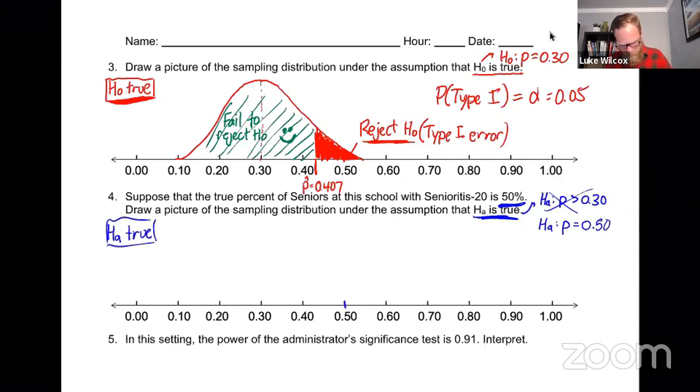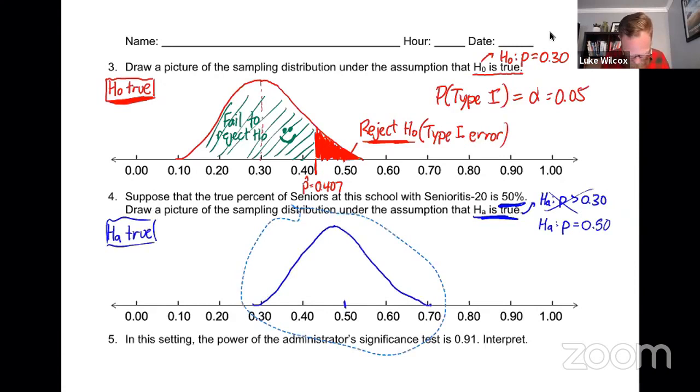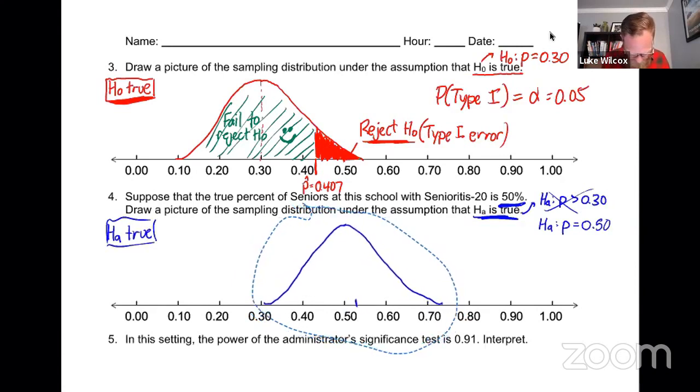Well, now we need 50% to be at the center of our sampling distribution. So once again, I'm going to do my best here to try and draw a normal curve that has a center. Look, I did it again. I need to move it over just a little bit. I need the center of it to be right at about 50%. So put it right about there and say that 50% is at the center of that sampling distribution, right? So that's when the alternative hypothesis is true.